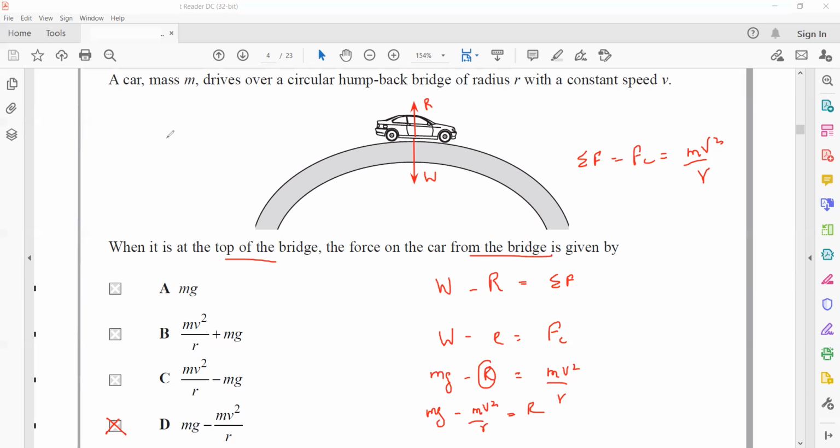Yes, sir. So the weight which is acting downward and the normal contact force is acting upward. So the result of these two is actually the centripetal force, and we need the normal contact force from the surface. So we get this value for R, which is weight minus the centripetal force.